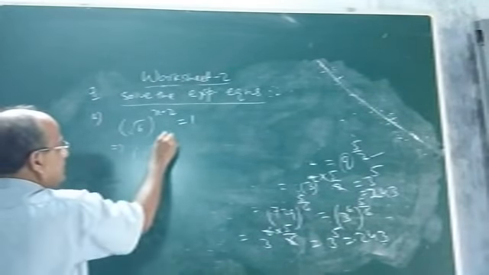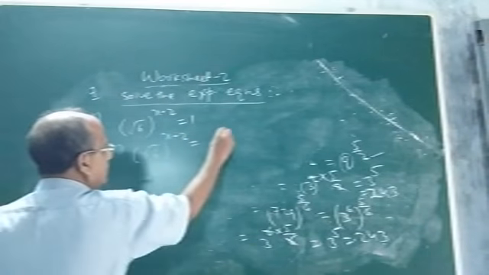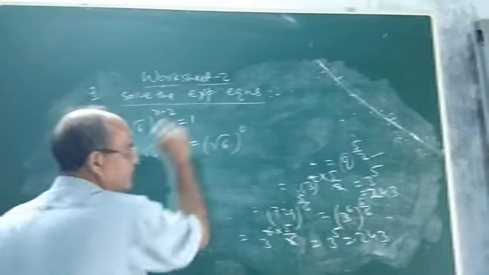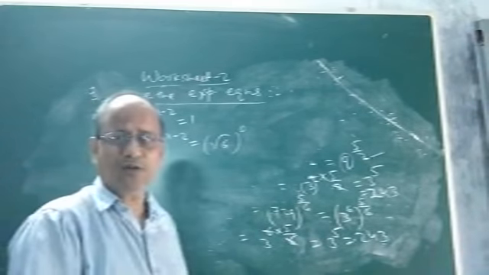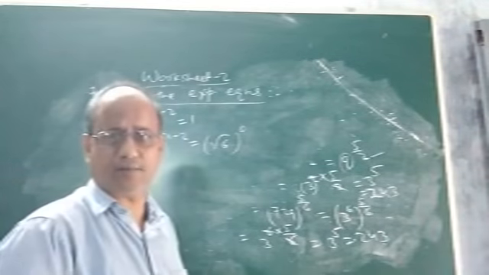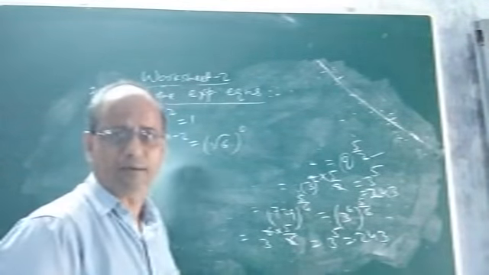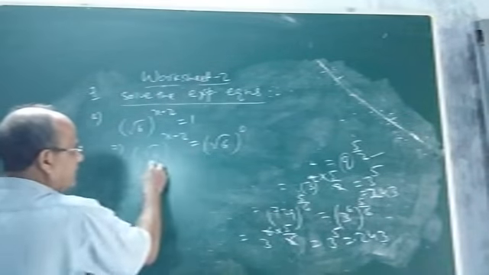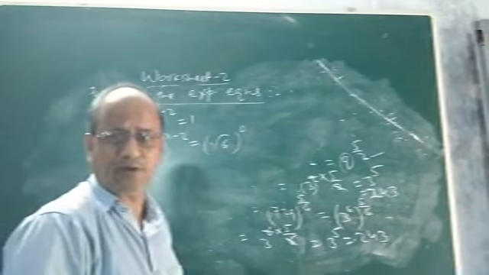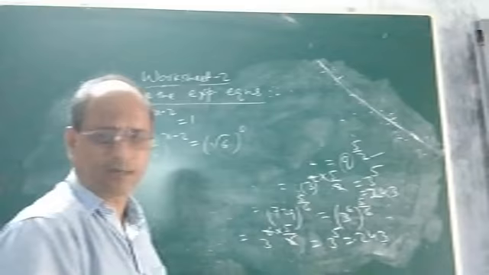It is root 6 to the power x minus 2 equal to root 6 to the power 0. This 1 will be written as root 6 to the power 0 because root 6 to the power 0 is 1, no doubt, because root 6 is a non-zero rational number. So now the base is the same. If the base is the same on both sides, what will happen? Their exponents will also be the same.